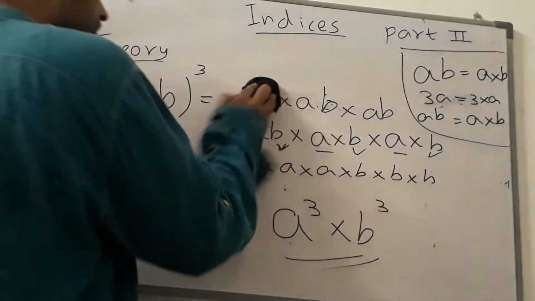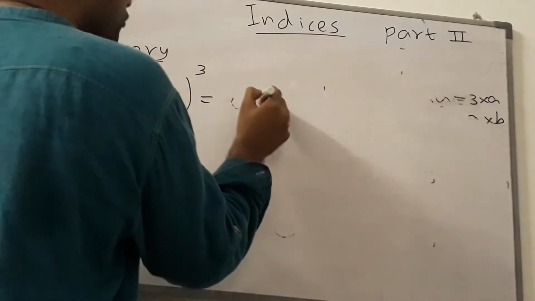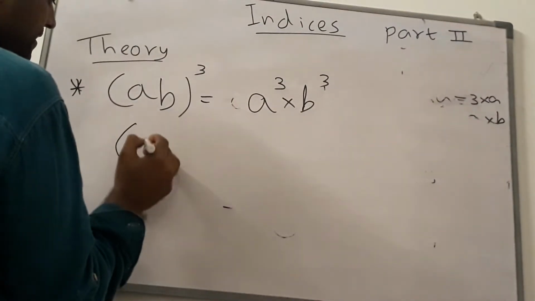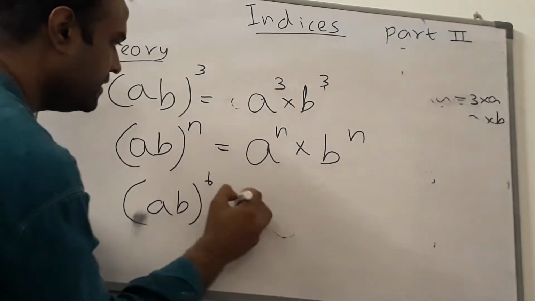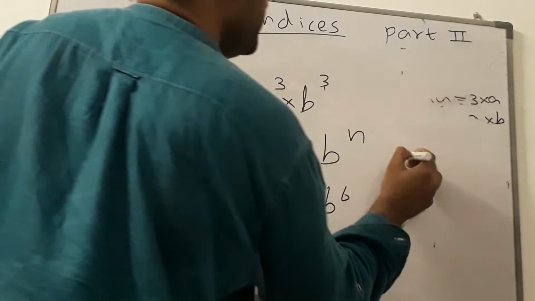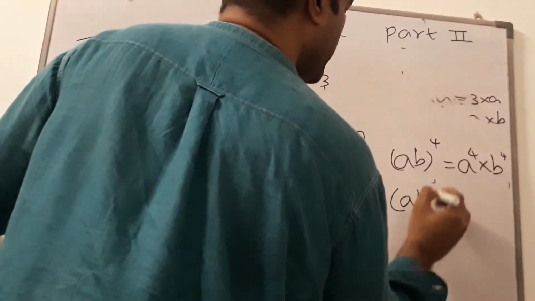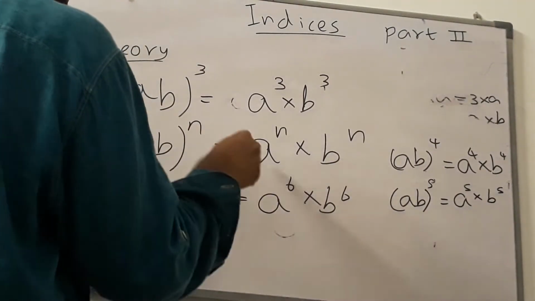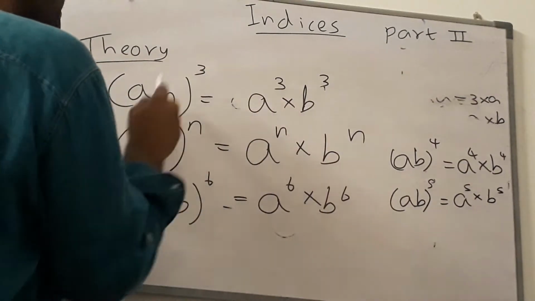So keep this theorem, this formula in mind. If it is (ab) to the power 3, we can write it as a^3 times b^3. Same as (ab) to the power n means a to the power n times b to the power n. (ab) to the power 6 means a to the power 6 times b to the power 6. Same as (ab) to the power 4 means a^4 times b^4, and (ab) to the power 5 means a^5 times b^5. Keep this in mind. So (ab) to the power n can be written like n is common, a to the power n times b to the power n. Here 3 is common to both a and b, so we can write a to the power 3 times b to the power 3.